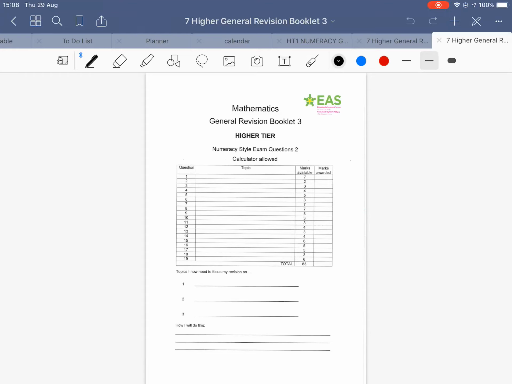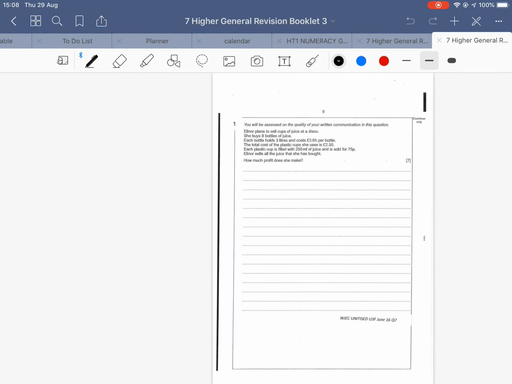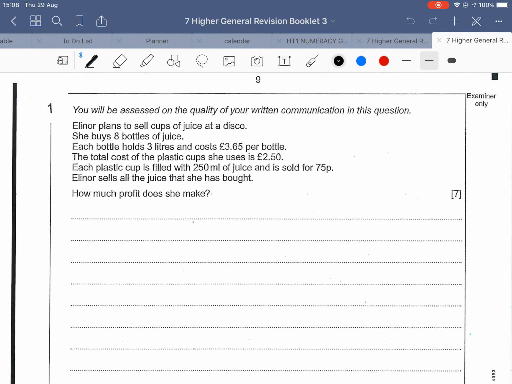Okay, this is General Revision Booklet 3. These are all numeracy style questions. This is a calculator paper, so basically use your calculator as much as possible. Okay, question 1. You'll be assessed on the quality of written communication in this question.